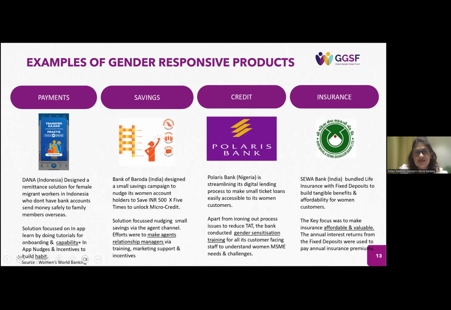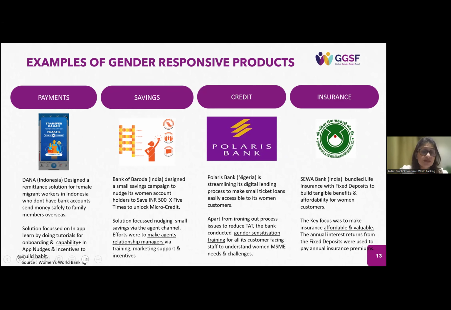I have a couple of examples, and these are examples to showcase that women-centered design works across products. You can use women-centered design to improve your payment solutions, savings products, credit, or insurance. It works across geographies. We have an example from Southeast Asia, South Asia, Africa, and also Latin America. And so I'll just touch upon some of these.